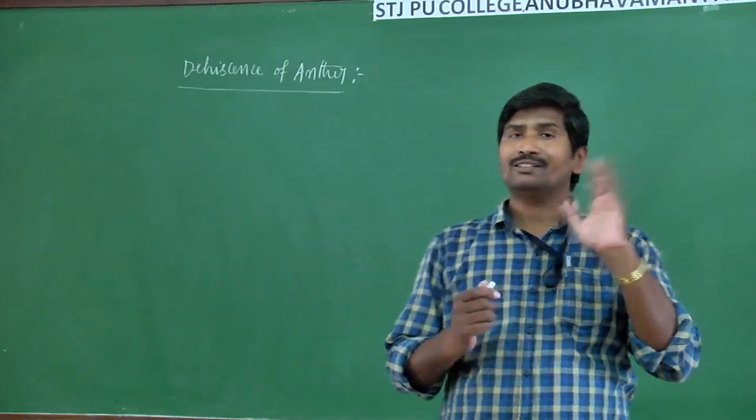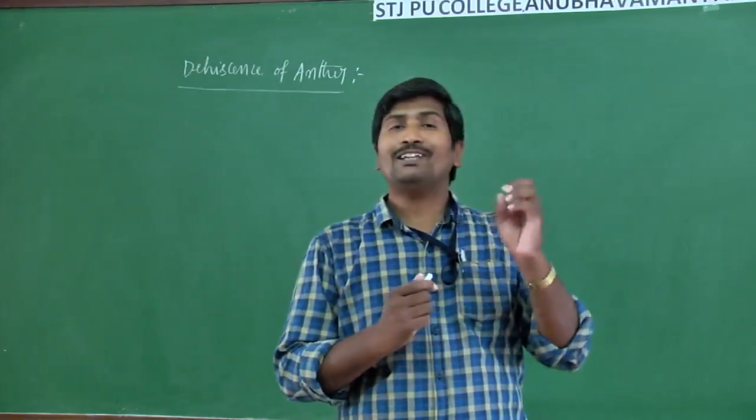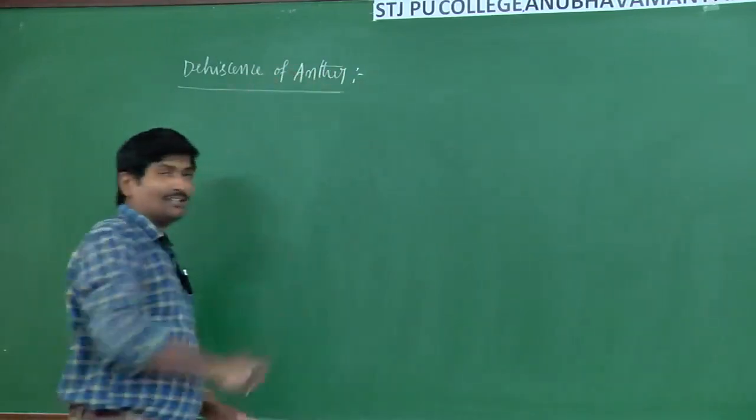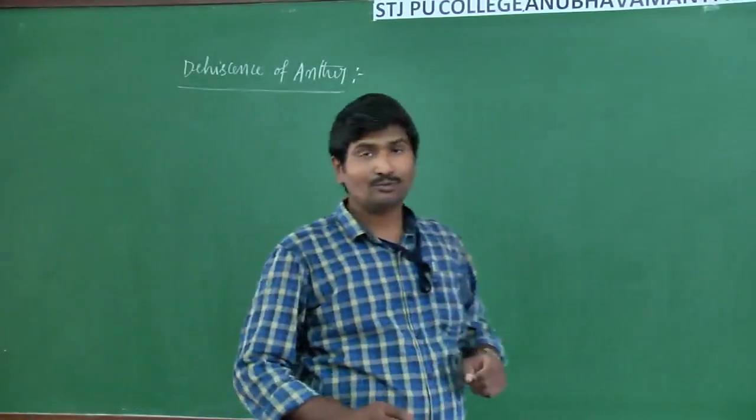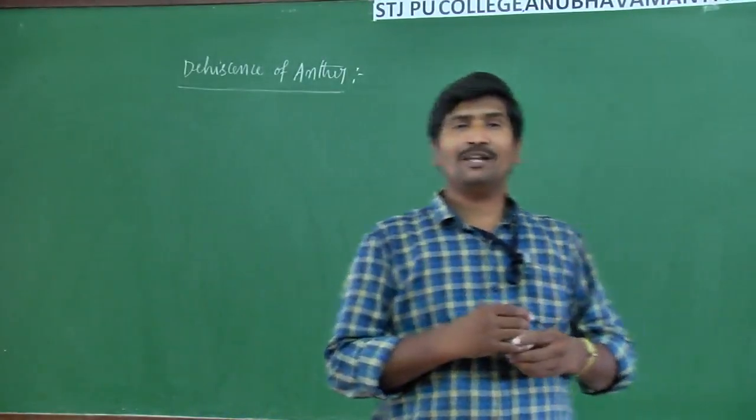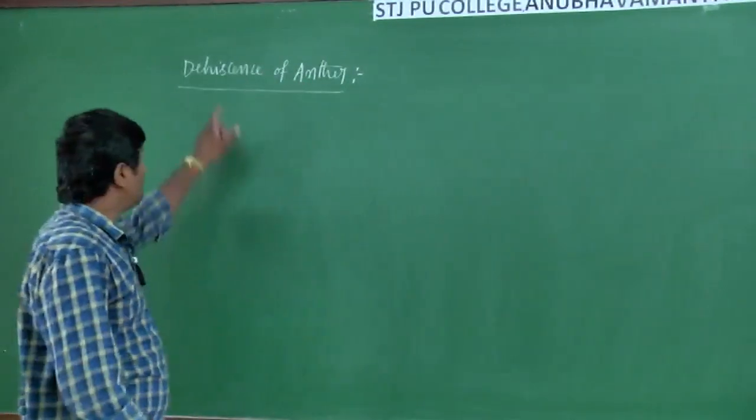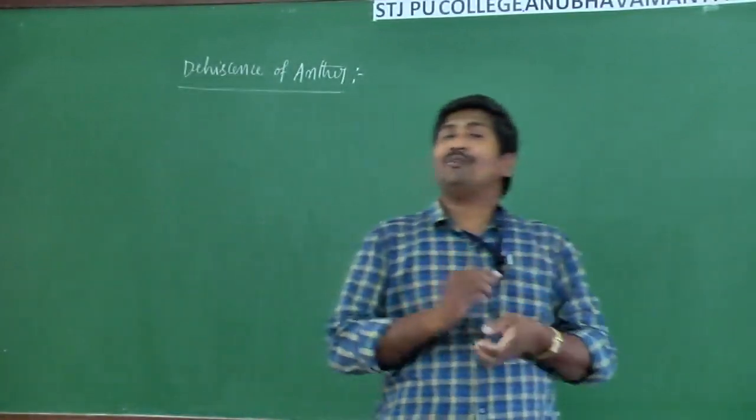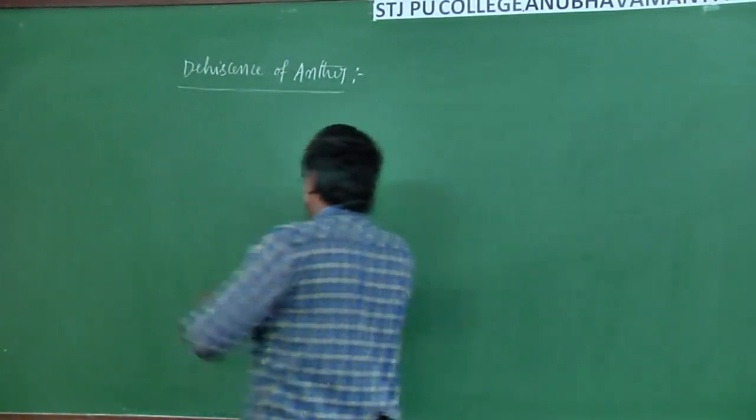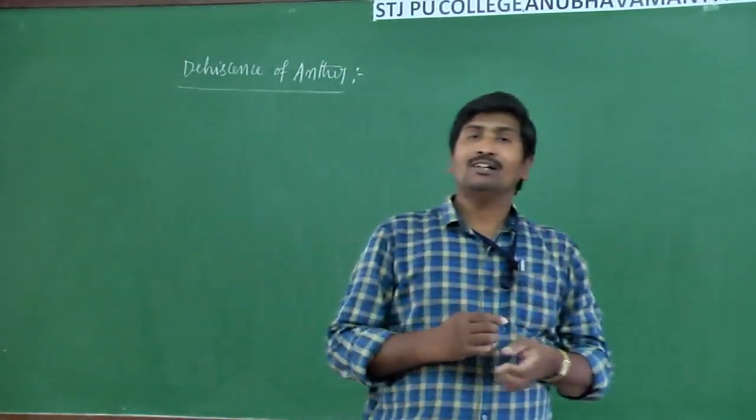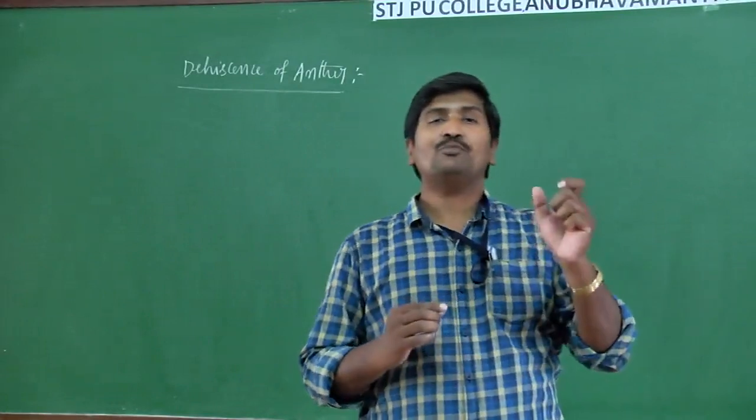So during the maturation of the anther, some changes take place in the walls of the anther. What are the changes that take place during the dehiscence of the anther? First, in the beginning, the middle layer completely disappears. Why does the middle layer completely disappear? That is due to absorption of food by the tapetum.